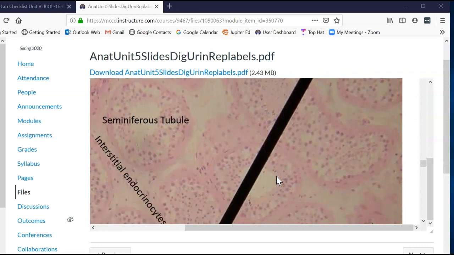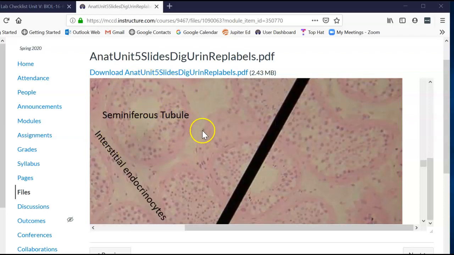Now we move on into the testis, and the testis has what we call seminiferous tubules. The testis is actually a lot of tubules that are highly coiled that produce the eventually to become the sperm cells. So this is a seminiferous tubule.